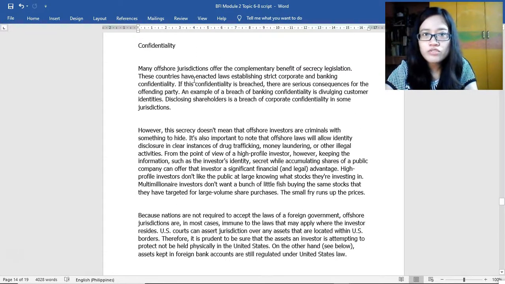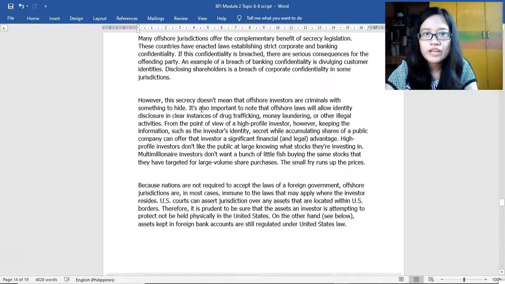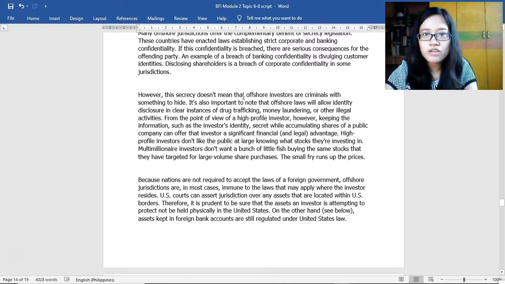Confidentiality, privacy. Many offshore jurisdictions offer the complementary benefit of secrecy legislation. These countries have enacted laws establishing strict corporate and banking confidentiality. If this confidentiality is breached, there are serious consequences for the offending party. An example of a breach of banking confidentiality is divulging customer identities; disclosing shareholders is a breach of corporate confidentiality in some jurisdictions. However, this secrecy doesn't mean that offshore investors are criminals with something to hide.